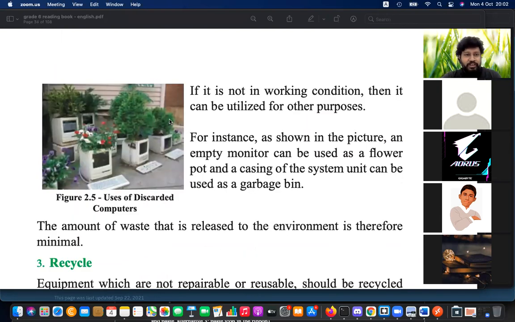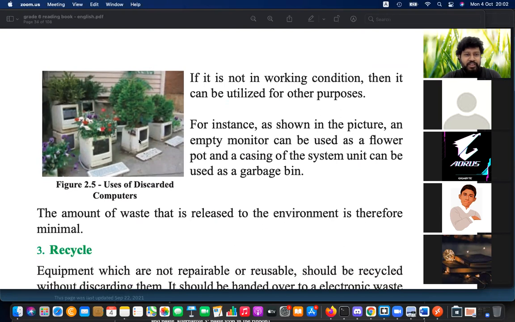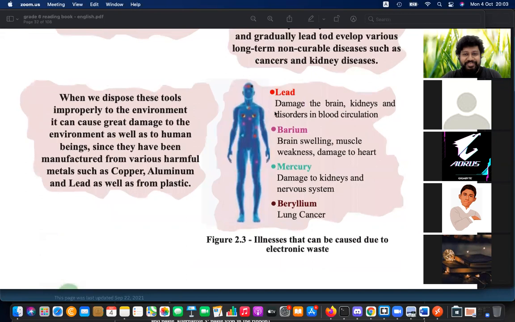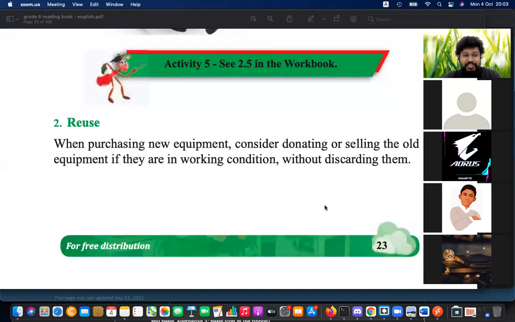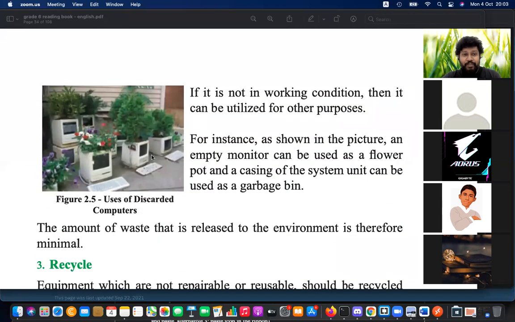Because if you take this as advice, and try to put plants like tomato and chili inside these things, then it is directly taking these materials into your system. Because these lead, barium, mercury, beryllium like materials are there in monitors. If you plant some useful plant in there and you eat that, then it will directly come into your system. So that is why this is dangerous, right?